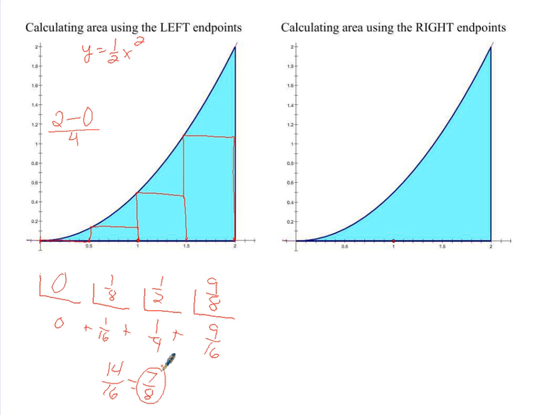It's very inaccurate. It's definitely an underestimate. Definitely an underestimate, okay? We know that. But if the problem says calculate the area using left endpoints in 4 rectangles, this is the answer.